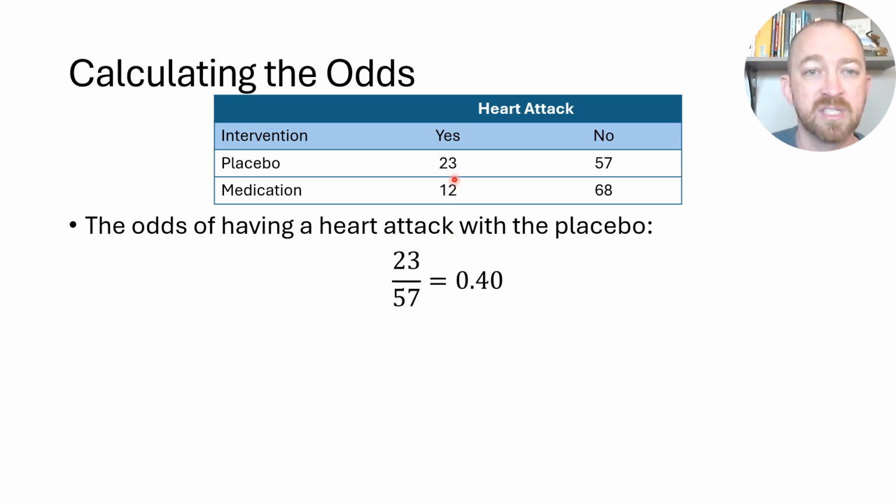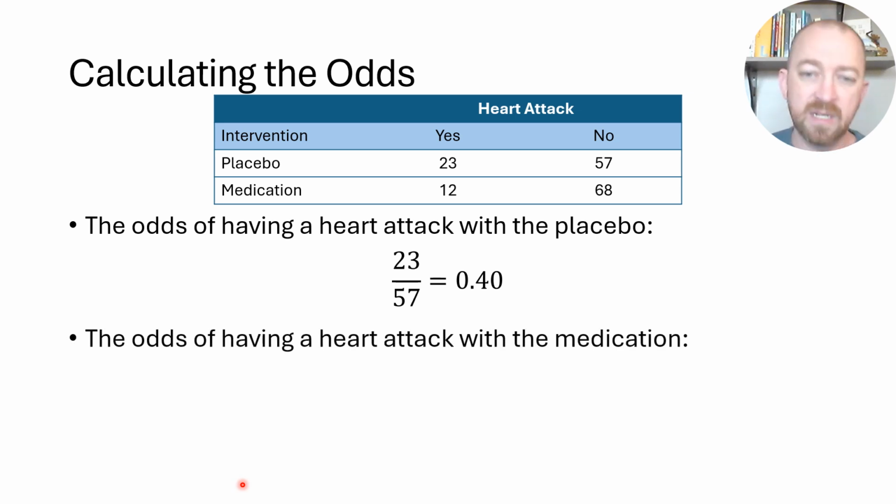So of course, we take the proportion of people who had a heart attack with the placebo and divide it by the people who did not have a heart attack with the placebo. That gives us the odds of having a heart attack after having received the placebo. In other words, the odds are 0.40.